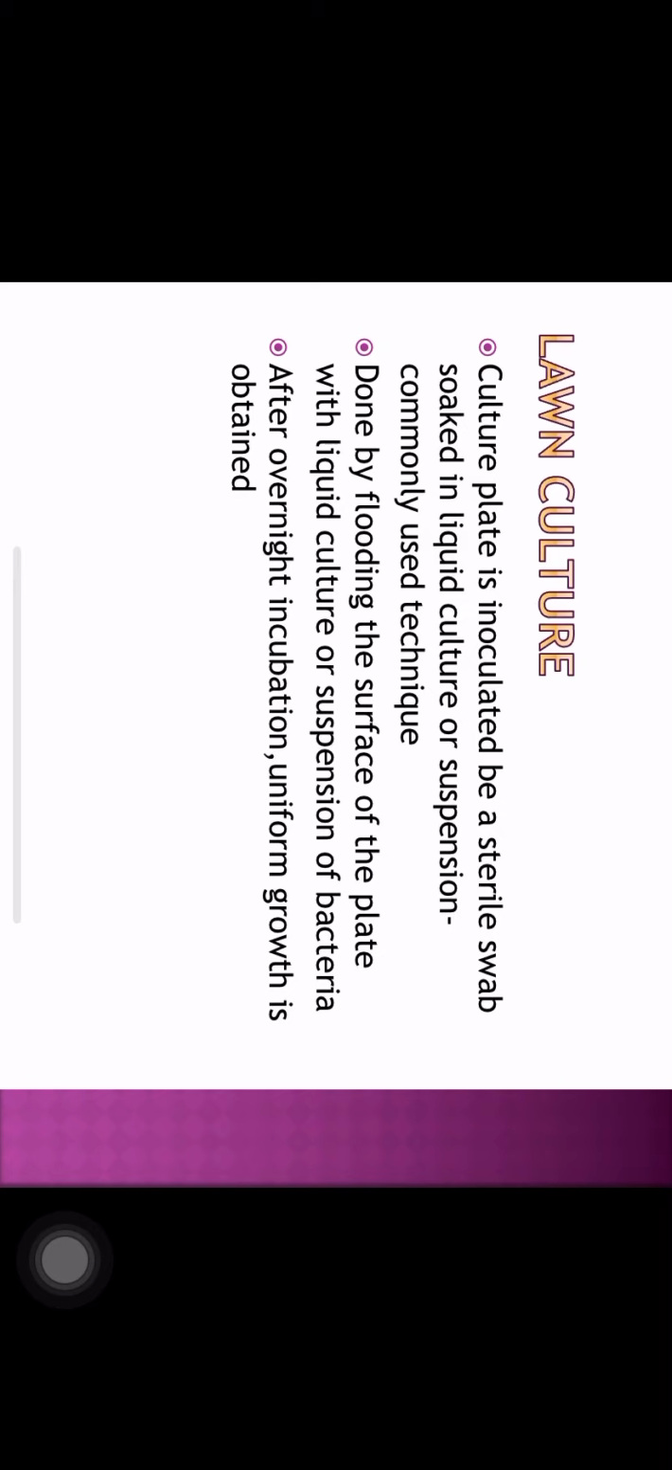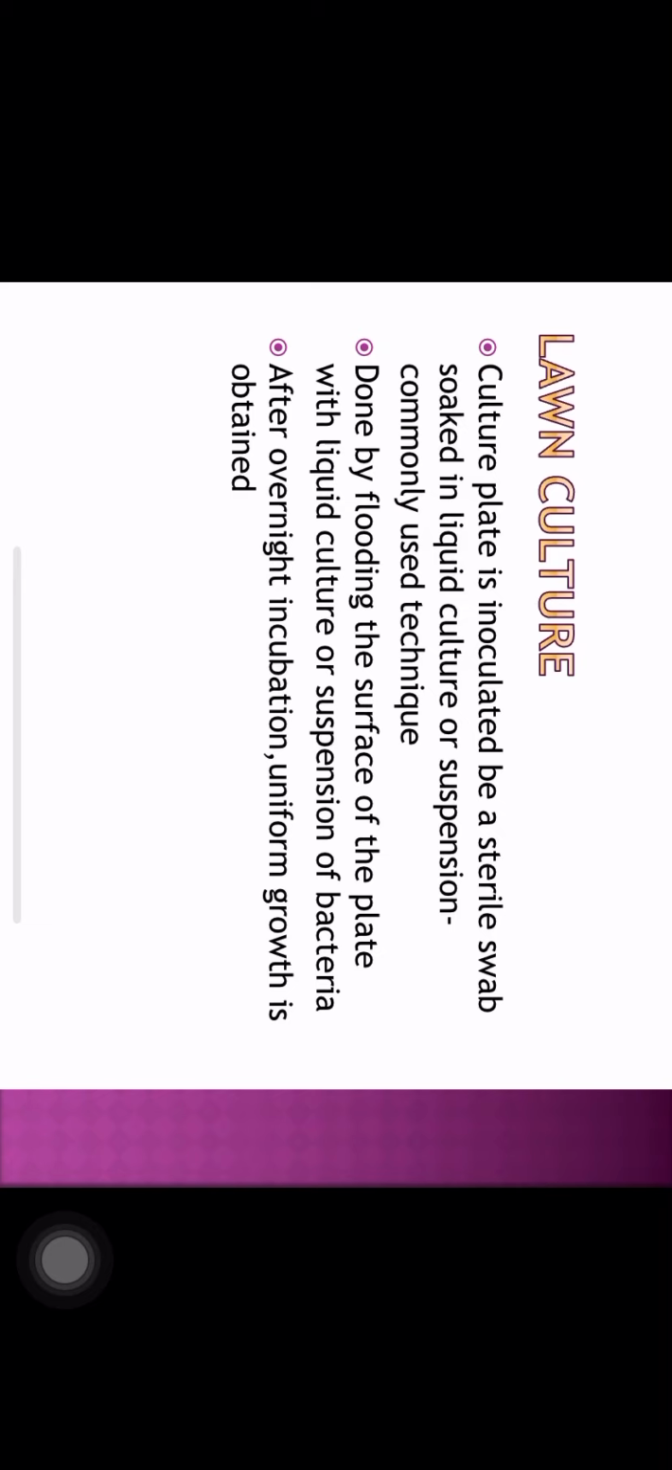This kind of culture is known as lawn culture. Lawn culture is used for some purposes, like for antibiotic sensitivity testing. So when we want an antibiotic sensitivity testing to be done, we will prepare a lawn culture, and then we will put antibiotic disc on the surface of the petri dish, on the surface of the media.